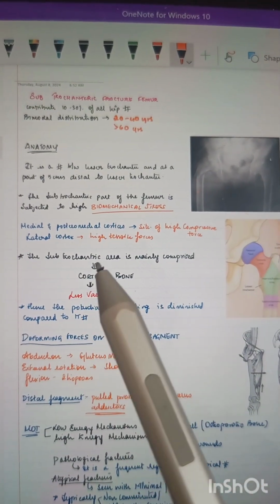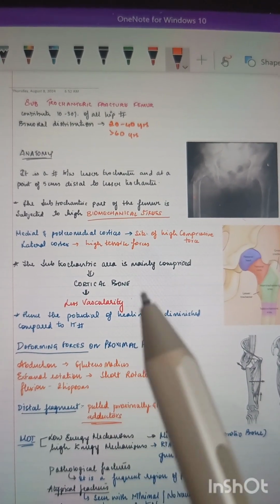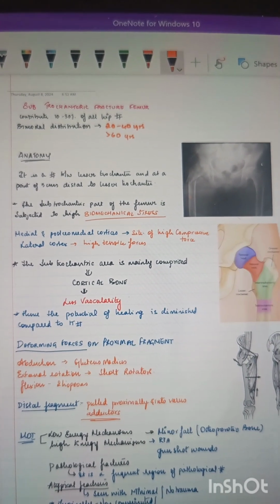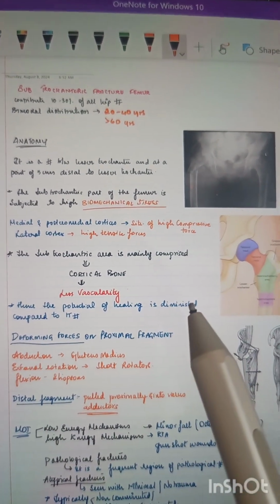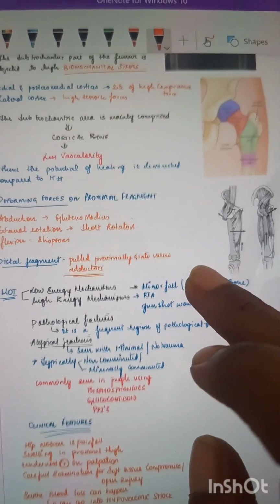Okay, so the subtrochanteric area consists of a large amount of cortical bone. So the vascularity is less when compared to that of intertrochanteric fractures. Hence, the healing potential is less when compared to intertrochanteric fractures. Next comes deforming forces.